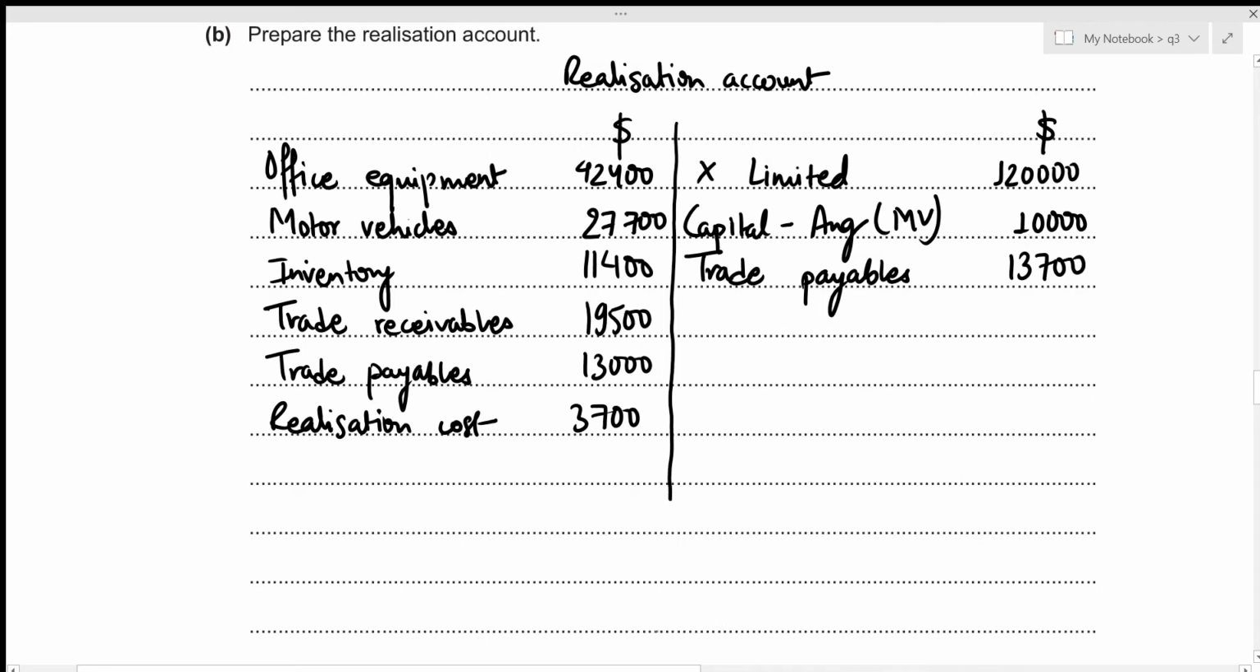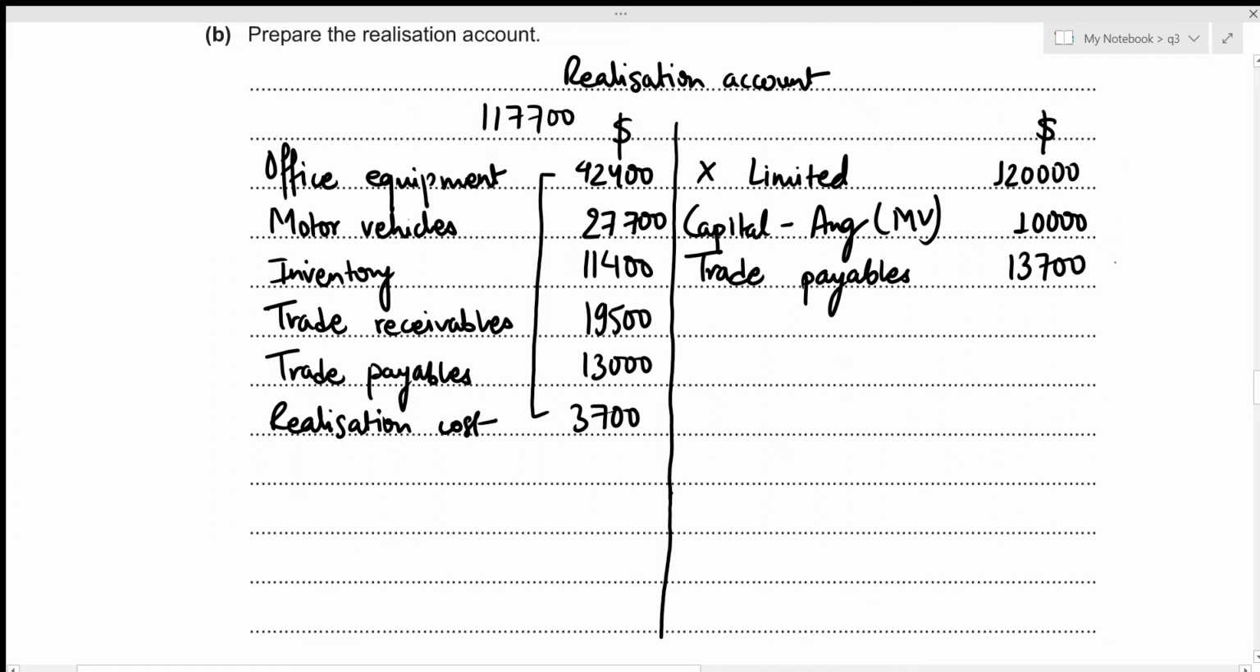So now we just need to figure out whether there was a profit on realization or loss on realization. In order to figure that out, we just need to figure out which side is the heavier side, debit or the credit side. And in order to do so, we need to figure out the total for both these sides. So let's figure out the total for the debit side. First, that's going to be the sum of these 6 amounts. So that's 42,400 plus 27,700 plus 11,400 plus 19,500 plus 13,000 plus 3,700, which gives us the total of 117,700.